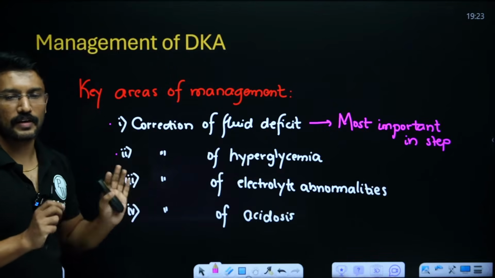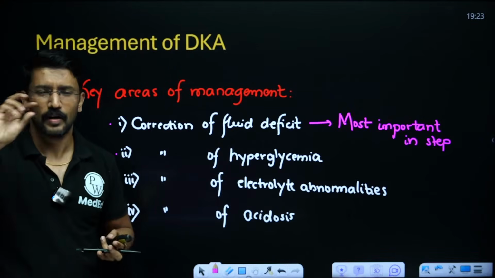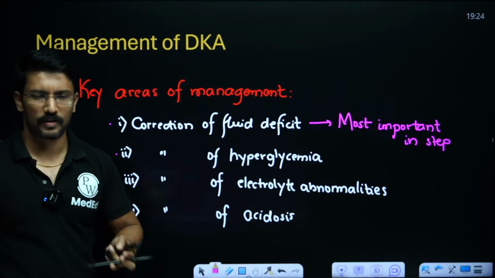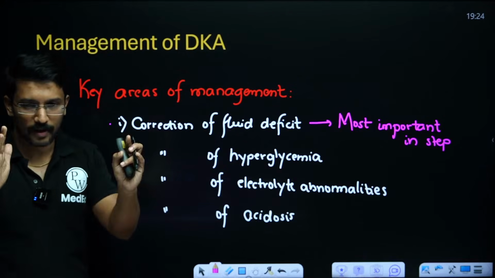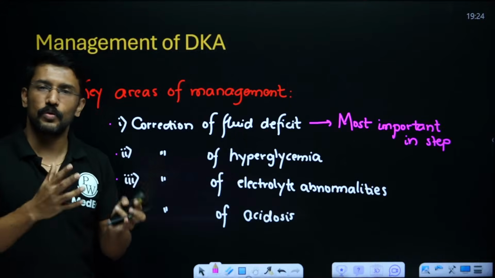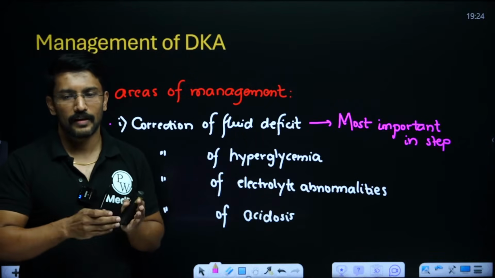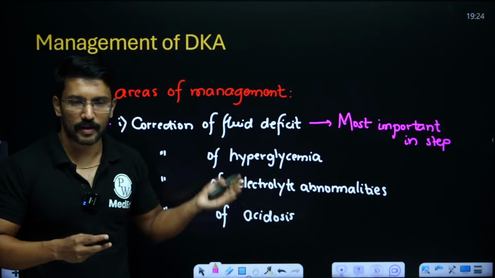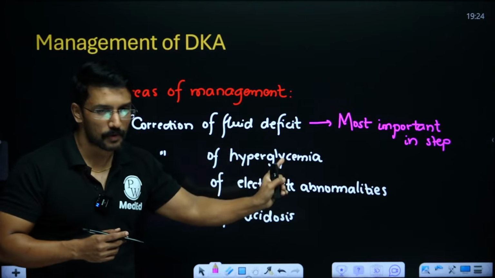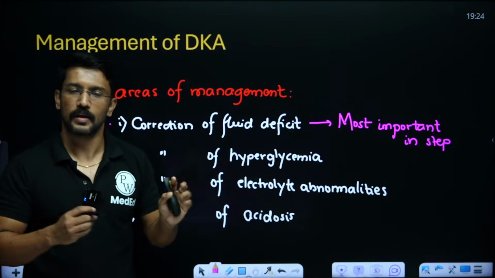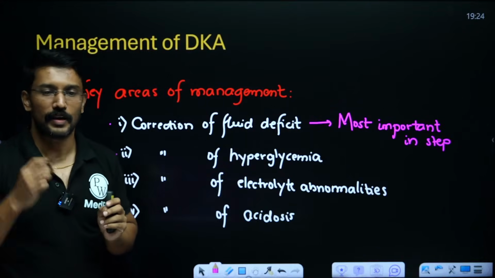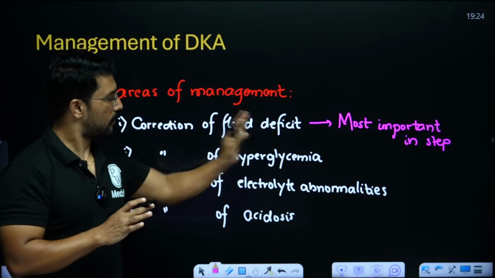Repeatedly, NEET PG and INI-CET keep asking. They give the story, blood glucose this much, BP this much, all the parameters. By looking at this, ketone body is positive and all, you come to the conclusion that the question is talking about DKA. And then many students, despite teachers repeatedly telling that the most important and the first step is to correct the fluid deficit, you end up answering giving the insulin, right? That's not the first step.